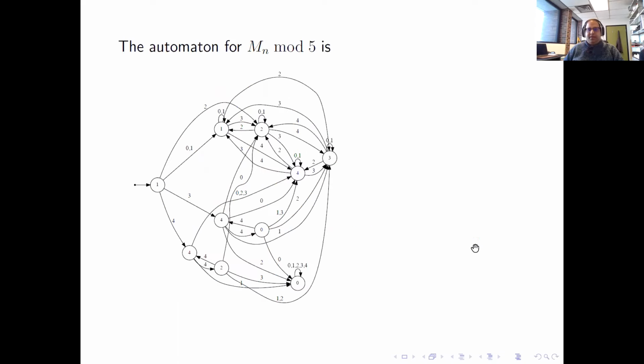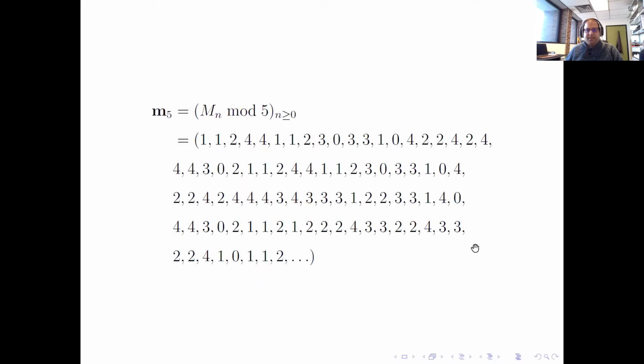Okay, now I calculate the Motzkin numbers mod 5. I get some very complicated automaton. Let's look at some initial values. Mod 5, I don't have these long runs of zeros anymore.